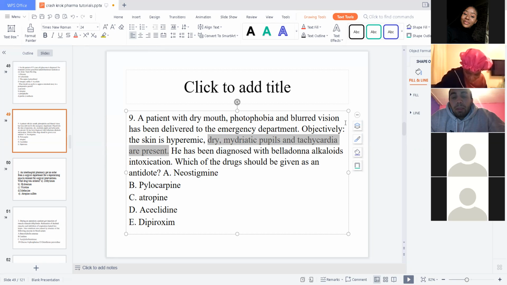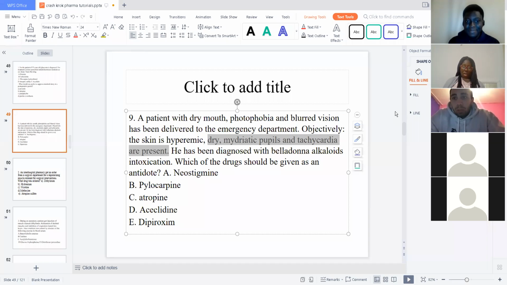Tachycardia present. Okay, so I'm going to give you a hint. The patient is suffering from an atropine-like drug overdose, so he's suffering from an anticholinergic crisis. So what do we give to increase the amount of acetylcholine? The patient has anticholinergic crisis, so what drug here is going to increase acetylcholine?